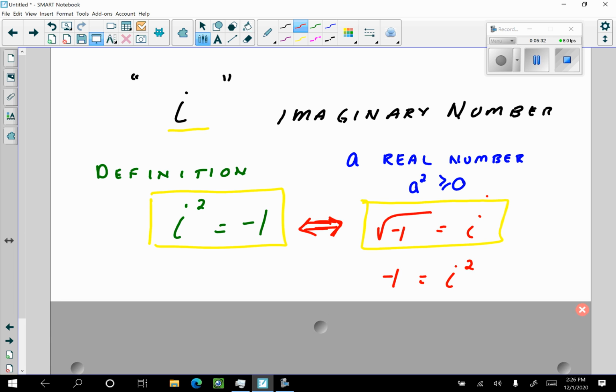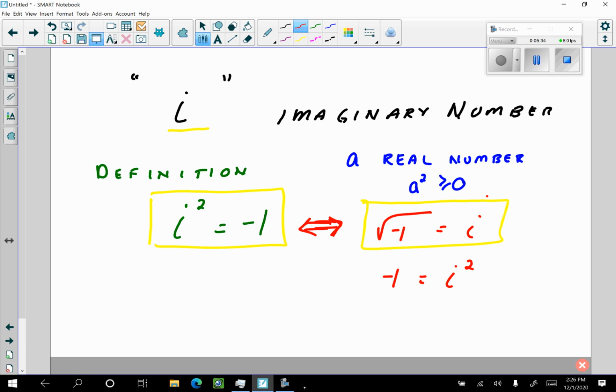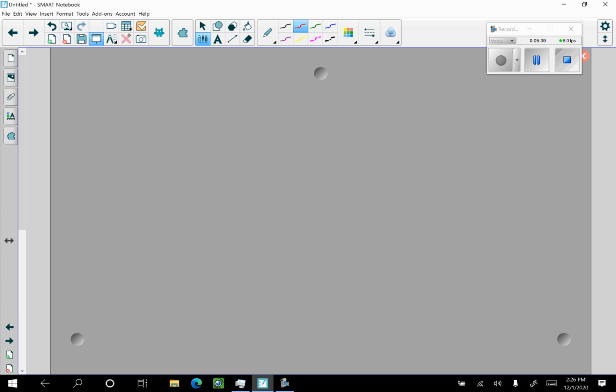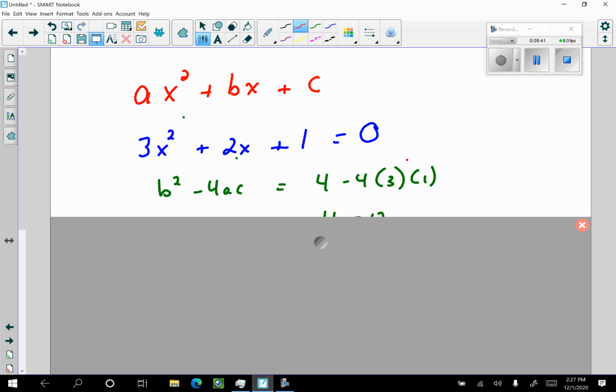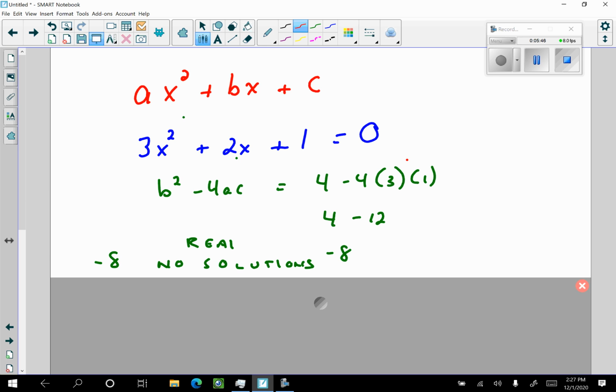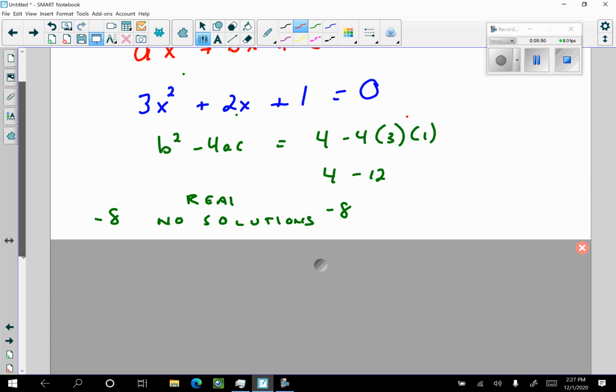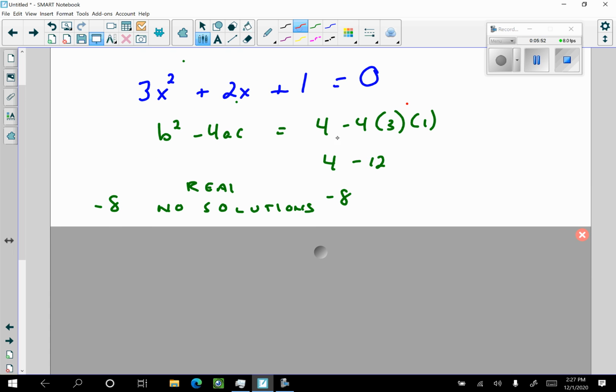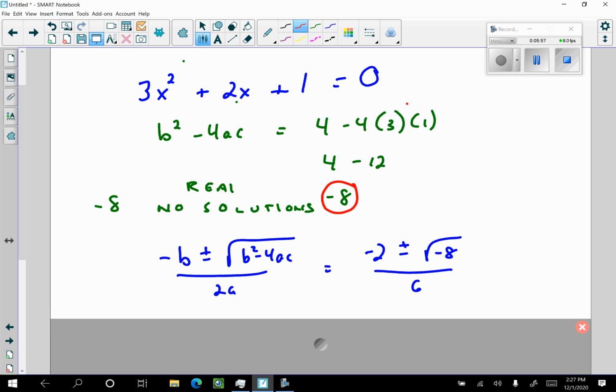How is that going to help us? Well, here's how. If I go to a previous problem that I've talked about before, the solution to 3x squared plus 2x plus 1 equals 0, I get the discriminant is -8. If I put this discriminant into my quadratic formula, then my solution comes out to be -2 plus or minus the square root of -8.